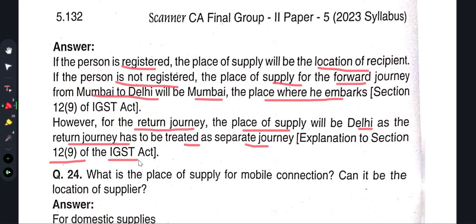But if he is a registered person, the place of supply is the place where he is registered. He is moving from Delhi to Mumbai. If he is registered in Karnataka, the place of supply is Karnataka.